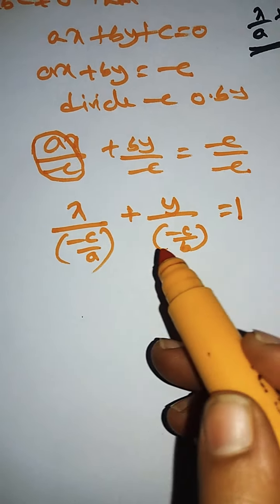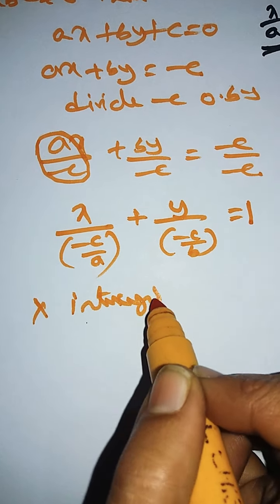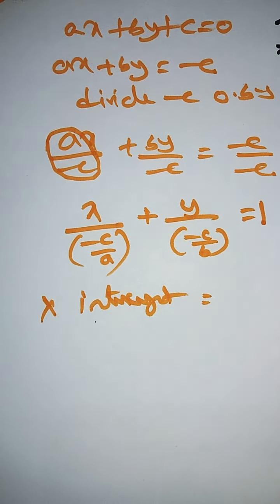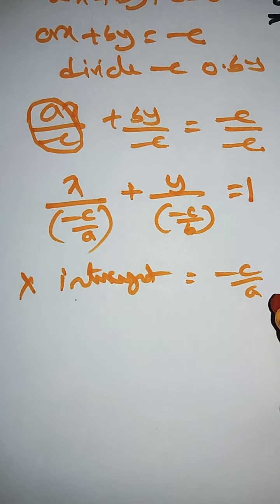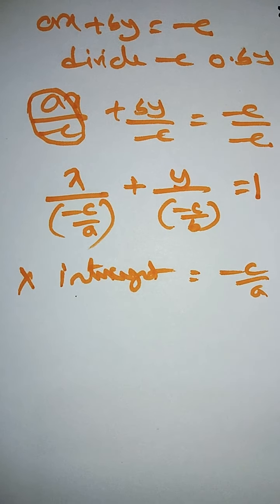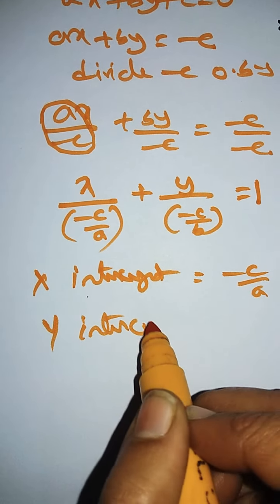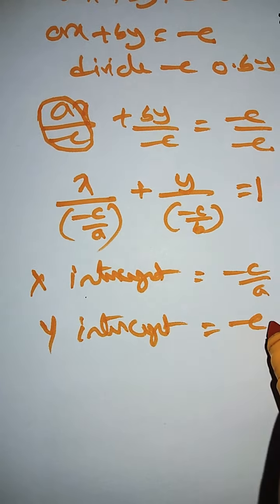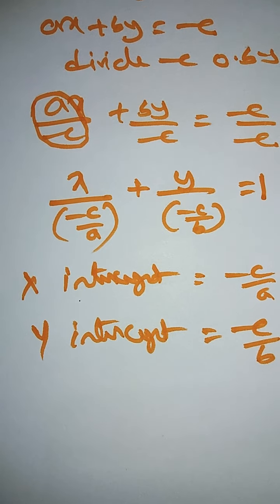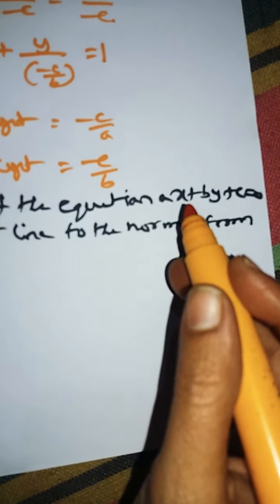So here what is x-intercept? X-intercept is minus c by a. What is x-intercept? Minus c by a. And what is y-intercept? Minus c by b. Y-intercept is minus c by b.